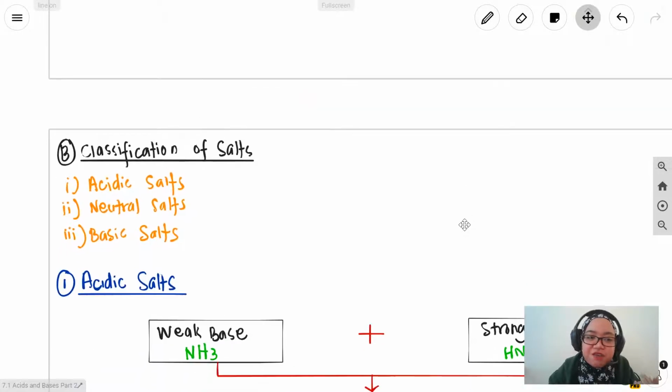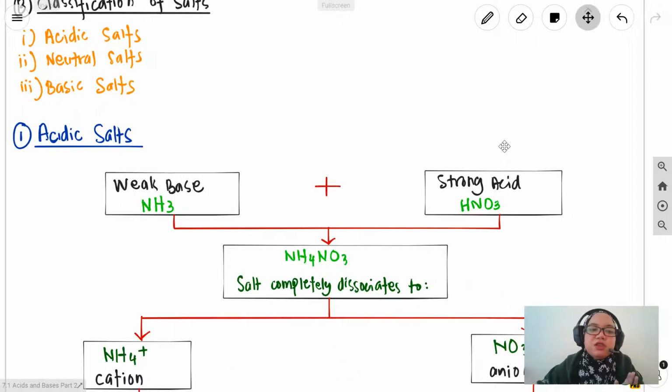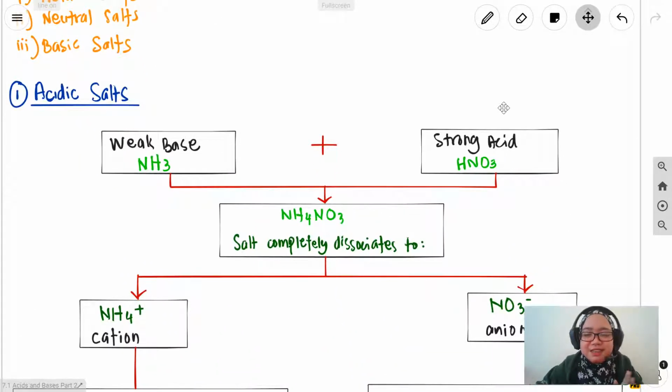So this explains why there are a few types of salts from the neutralization process. The first one we have acidic salt, the second one we have neutral salt, and the third one we have basic salt. And these salts are produced by different reactions of acid and bases. Okay, so let's look at the acidic salt first. Acidic salts are produced by the reaction of weak base and strong acid.